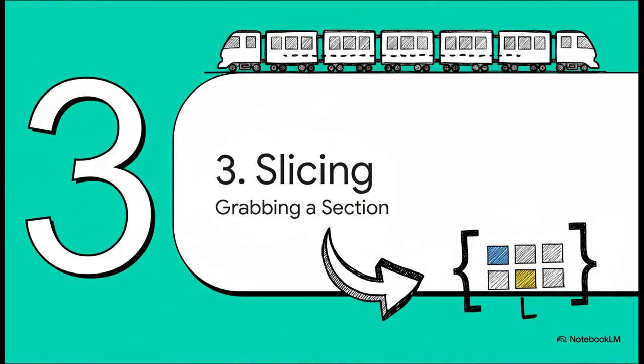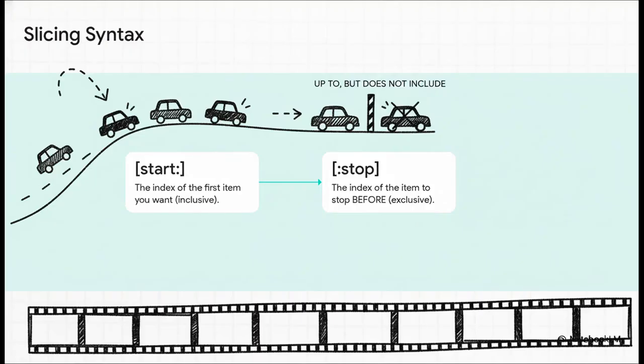All right, you've totally mastered grabbing single cars from the front and the back. But what if you need a whole section of the train? Not just one piece of cargo, but a continuous chunk of it. For that, we need to level up to our most powerful technique, slicing. Now, the syntax for this can look a little weird at first, but I promise it's simple. You use a colon inside the square brackets. The number before the colon is your start index. That's the first car you want to include. The number after the colon is the stop index. And here is the absolute key, the part everyone forgets. The slice goes up to the stop index, but it does not include it. It stops one car before that number.